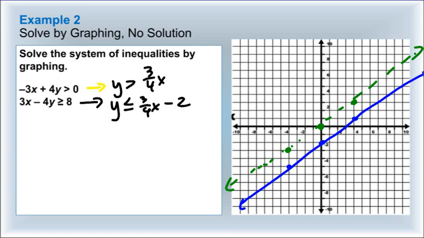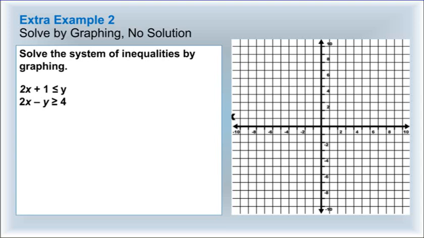Now the shading part. It has to be above the green and below the blue. So above the green means here, and below the blue is down here. So there is no overlapping, so they don't share any solutions. So the shading is on the top and on the bottom of our two lines.